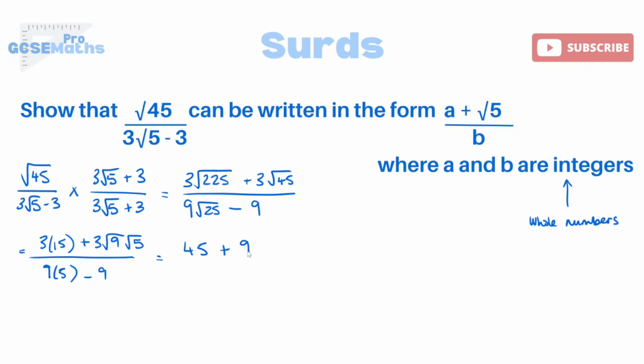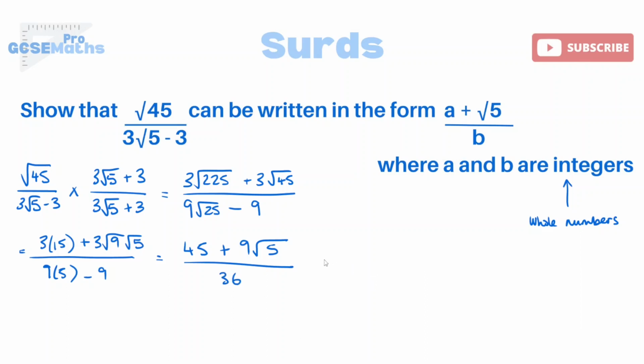This is where it gets a bit tricky because you've got 9 and then you've square rooted it to get 3, but then you times it by 3 again to get 9 again, and it can get really messy, so just be really, really careful. So we've got 45 plus 9 root 5 at the top. The bottom, 9 times 5 is 45, but then I'm minusing another 9, okay, so that's 36. So I've kind of gone through and I've skipped a few steps, but this is what you should get.